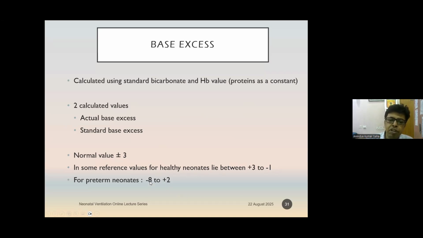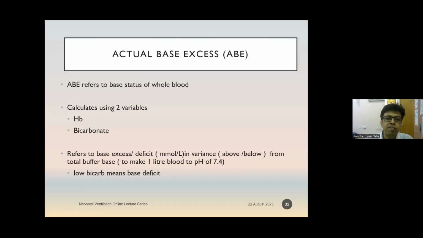But in case of preterm, the preterm are having a more metabolic acidotic milieu. So in the preterm neonate, it is normal for the buffer base excess to be on the negative side, like minus 8 to plus 2. So this is known as actual base excess. It refers to the base excess or deficit above or below the total buffer base, which will be required to bring 1 liter of blood to the normal pH of 7.4. So low bicarb means base deficit.